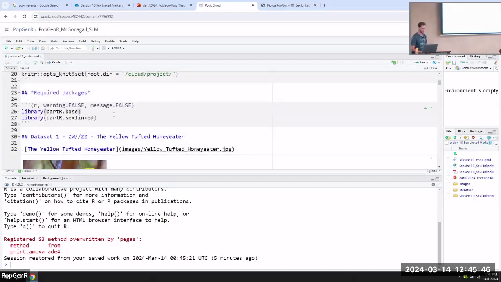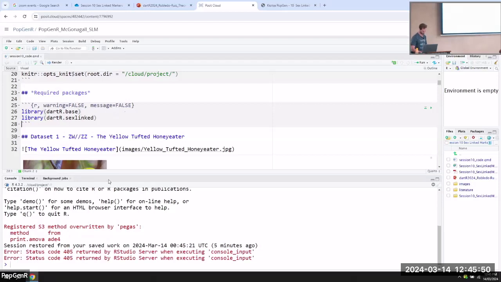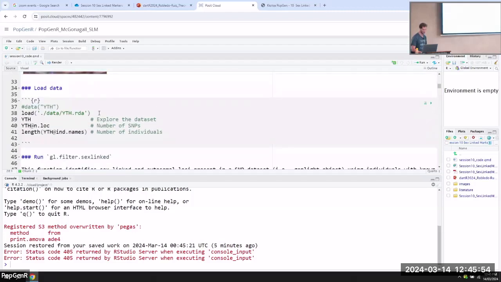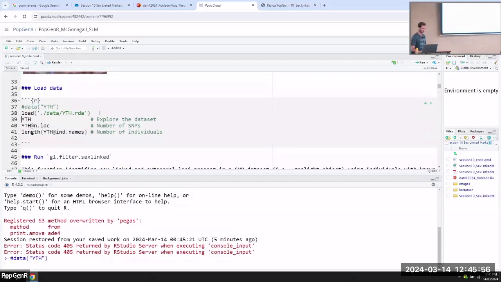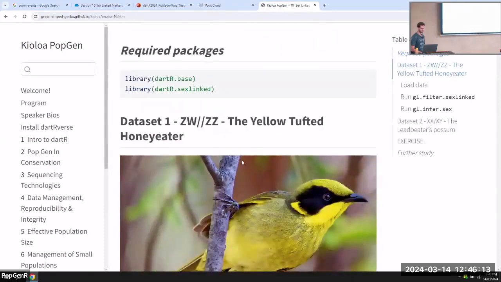So just to get started, we will just load the packages. Is that all right? Yeah. Gotta load your data. No? What's happening? Refresh. Can also just look here.